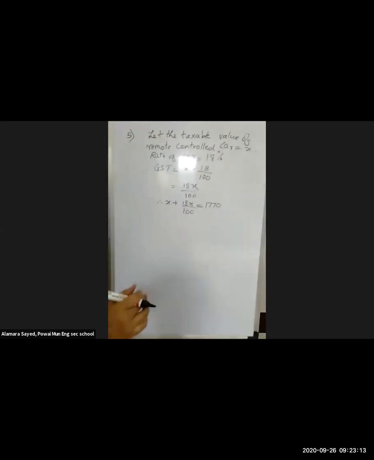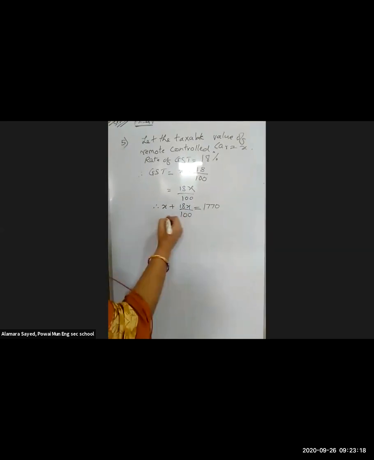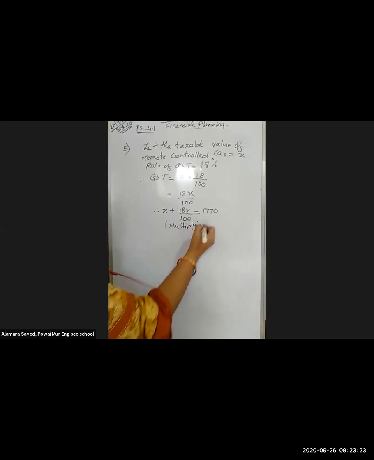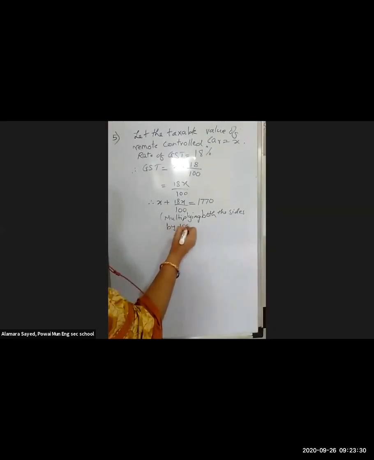Yes, so it is given that the value with GST of the remote control car is rupees 1770. So X plus 18X upon 100 is equal to 1770. Now we have to remove this 100. For this we multiply both the sides by 100.